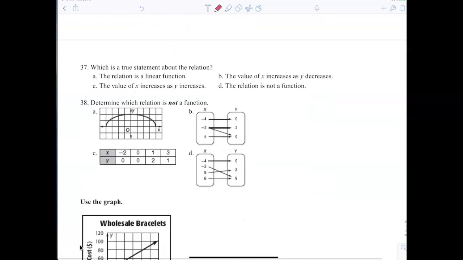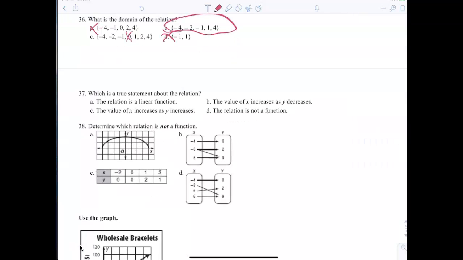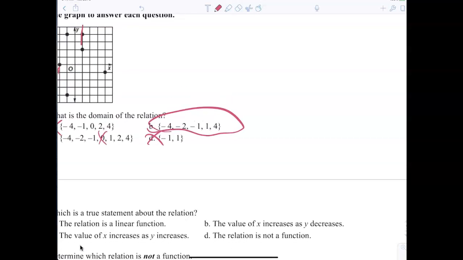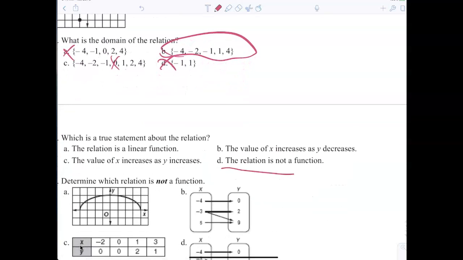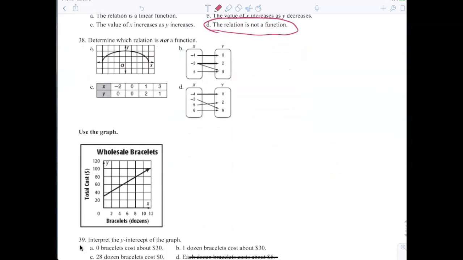All right, here we go. What's true about that? Yeah, it's definitely not a function. It does not pass the vertical line test here, guys. All right, so it's not a function. $38. Determine which relation is not a function. To me, it looks like what? B, I believe, because -3 has 2 values. Do you agree with that?